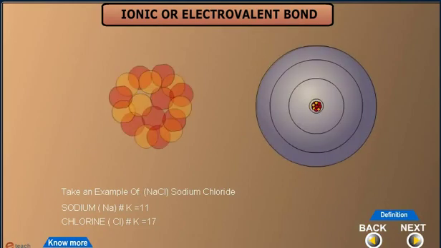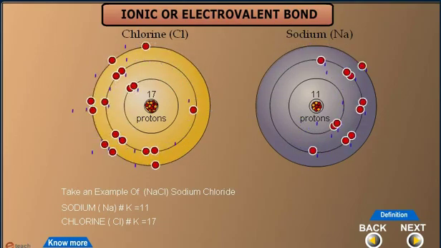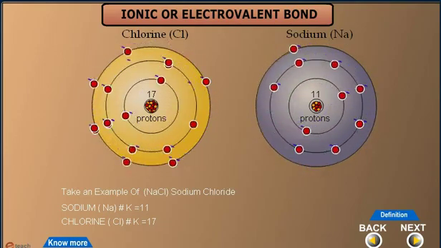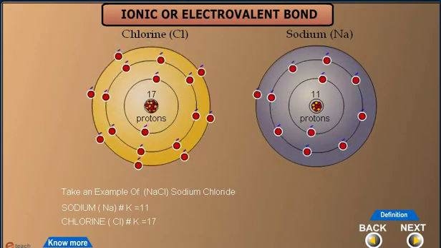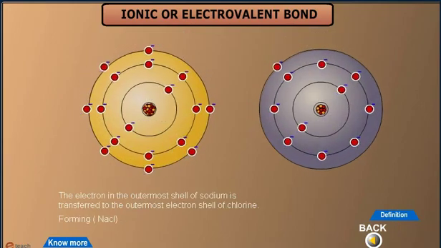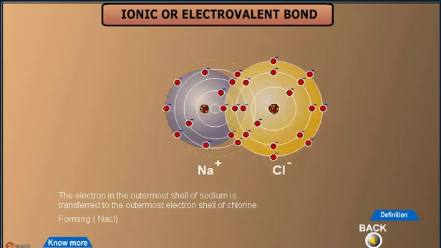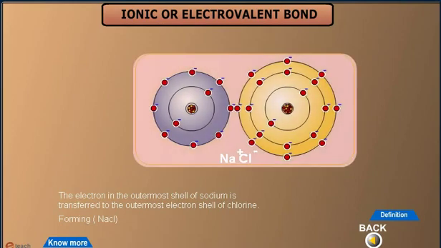Take an example of NaCl, that is sodium chloride. The atomic number of sodium is 11 and the atomic number of chlorine is 17. The electron in the outermost shell of sodium is transferred to the outermost electron shell of chlorine, forming NaCl, that is sodium chloride.